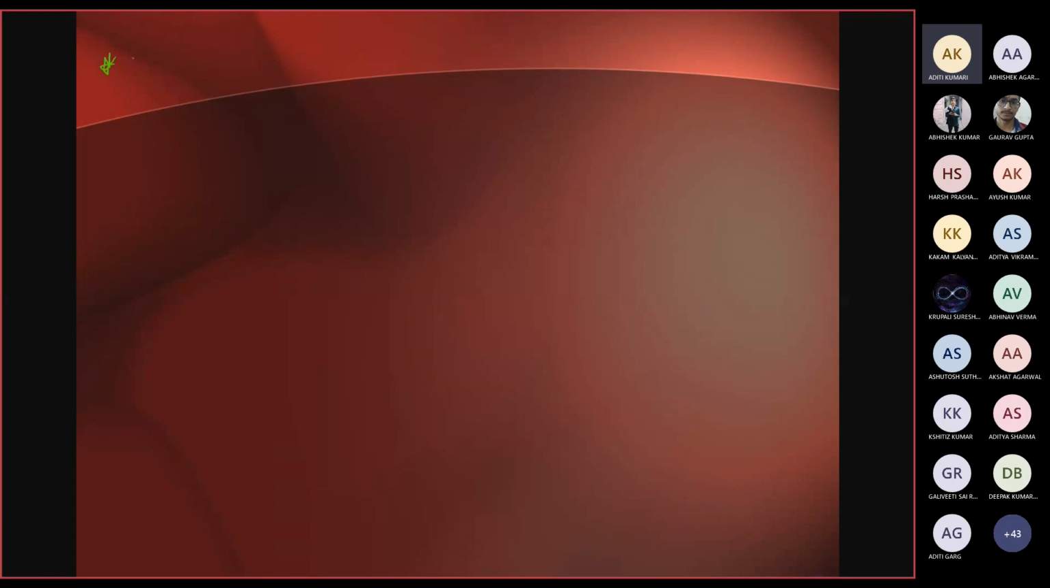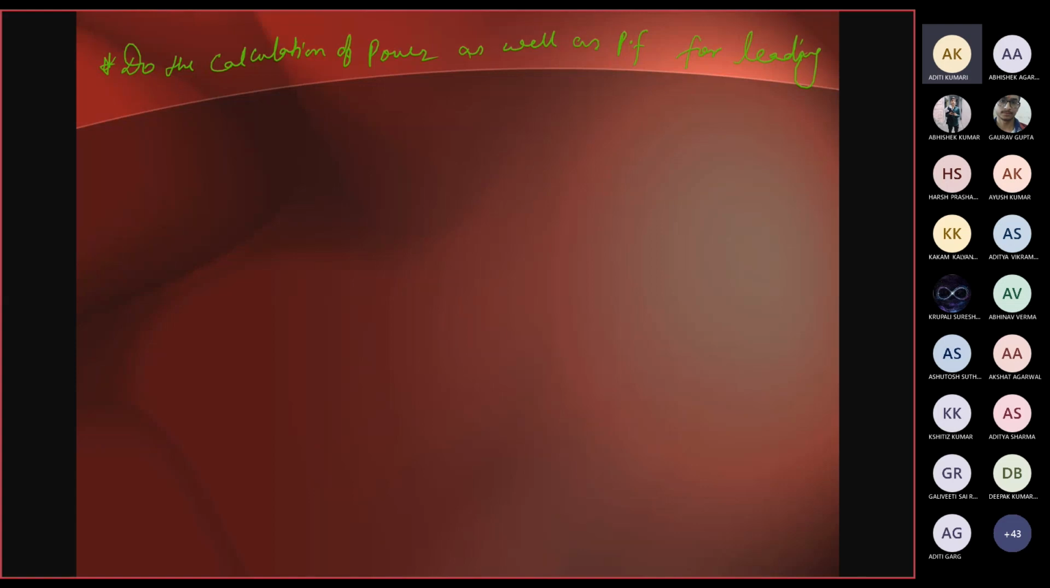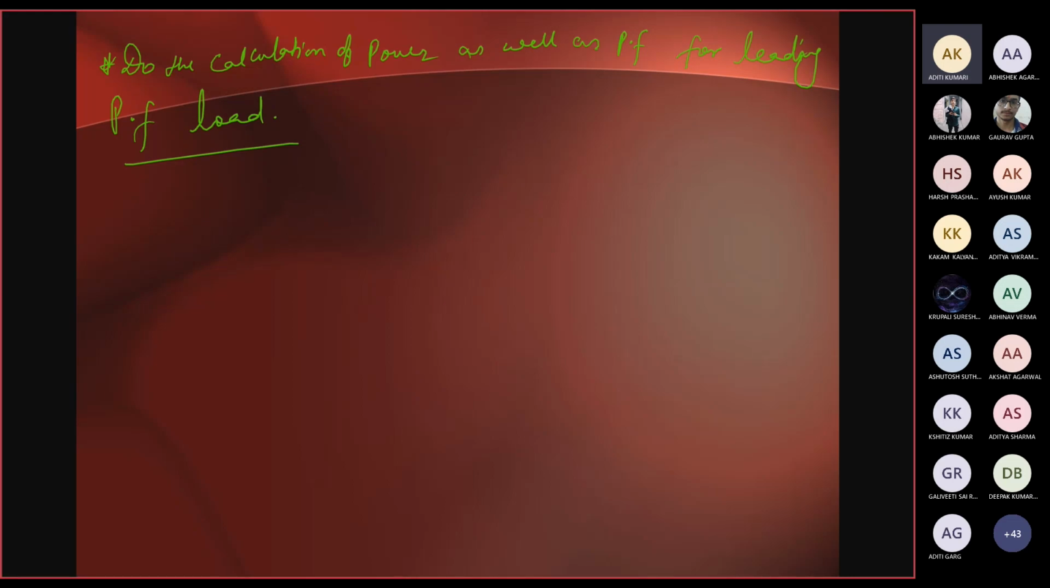Now you have to do one thing, ये असाइनमेंट है तुम लोग के लिए कि do the calculation of power as well as power factor for leading power factor load. ठीक है, अभी हम लोगों ने क्या कंसीडर किया प्रीवियस स्लाइड में? We have considered lagging power factor load, means current of each phase, करंट लैग कर रहा था. Now in this condition for leading power factor load, current will lead the respective phase voltage by some phase angle, suppose phi. तो उस केस में क्या फेजर डायग्राम होगा, फिर कैसे निकालेंगे P1, P2, टोटल पावर P1 प्लस P2 and then power factor, that you have to do.